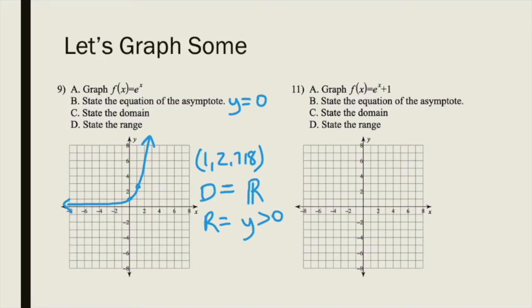Let's do number 11. y equals e to the x plus 1. What's the plus 1 going to do to the graph compared to number 9? Move it to the right, I heard. You could always check on your calculator to verify. Just get in there and put a plus 1 at the end.